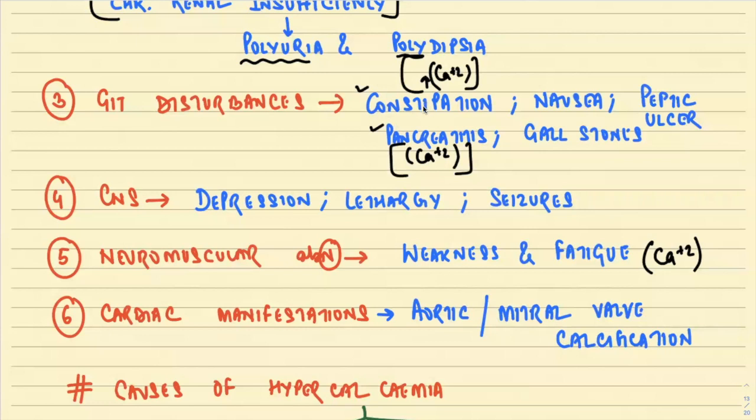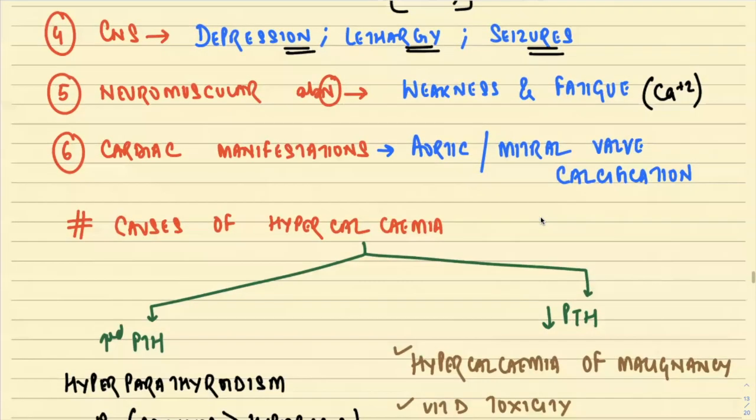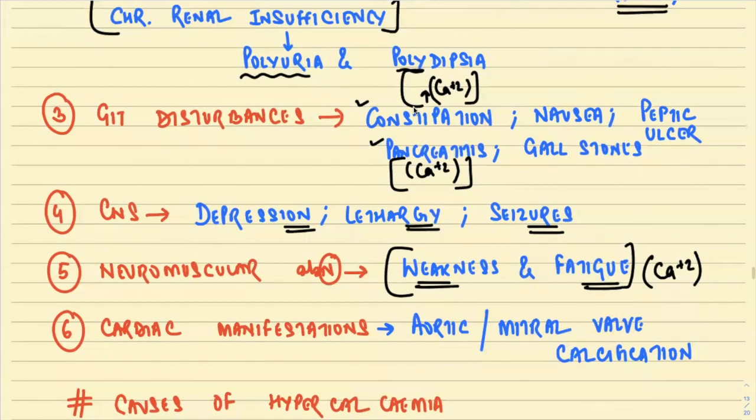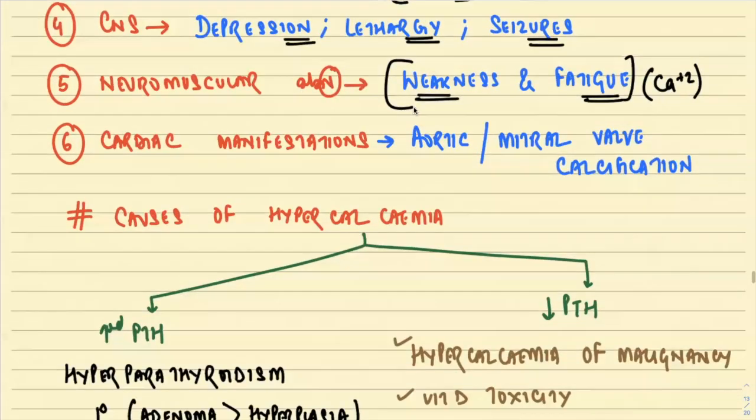At the level of the CNS, you will be having depression, lethargy, seizures. Neuromuscular abnormalities include weakness and fatigue. Now, this weakness and fatigue is also caused by increased calcium level. So weakness, fatigue, pancreatitis, constipation, all these features are associated with hypercalcemia, mainly hypercalcemia.